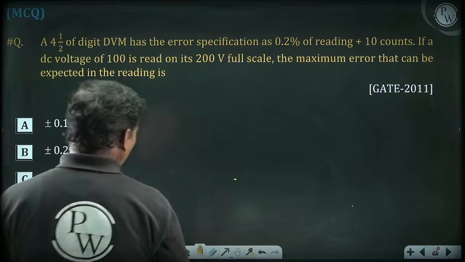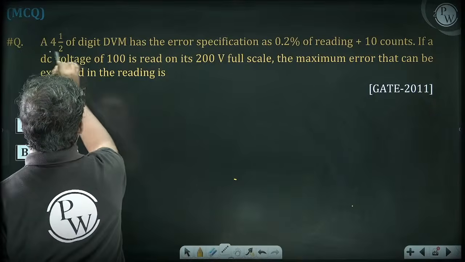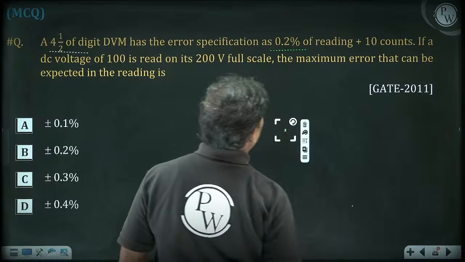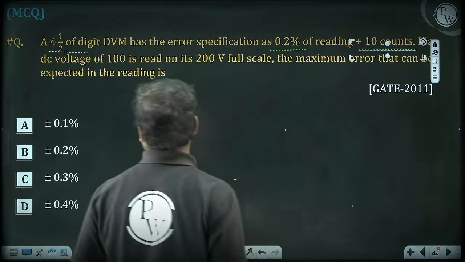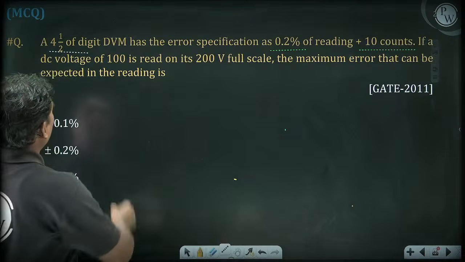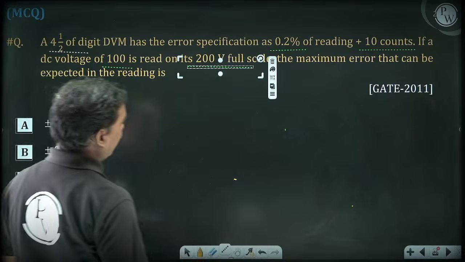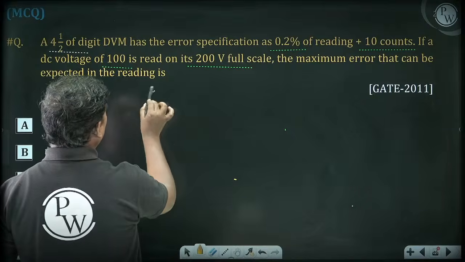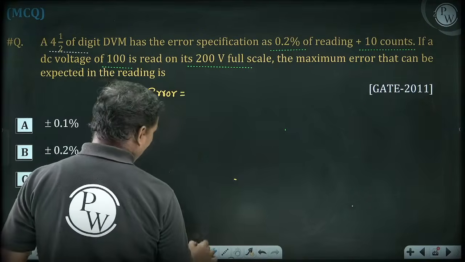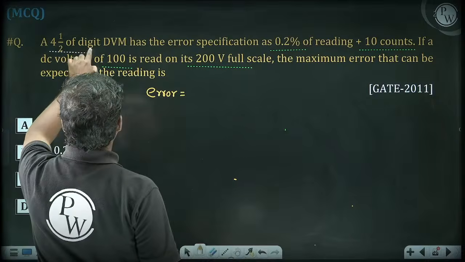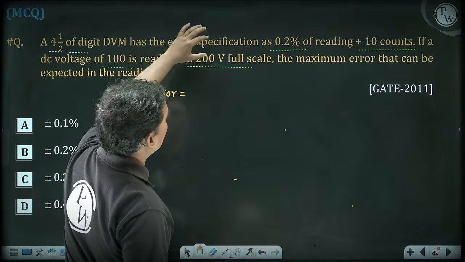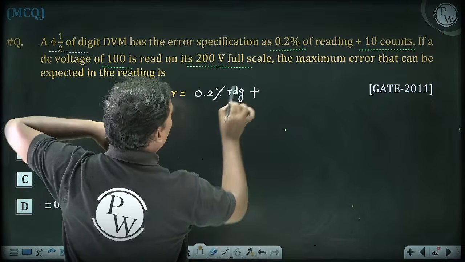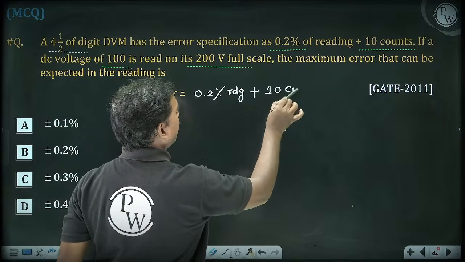A 4.5 digit DVM has error specifications as 0.2% of reading plus 10 counts. This is a very interesting question. If a DC voltage of 100 is read on its 200 volts full scale, what is the maximum error that can be expected in the reading? So the error is due to two things. A 4.5 digit DVM has an error specification of 0.2% of reading, plus 10 counts. This is the error.